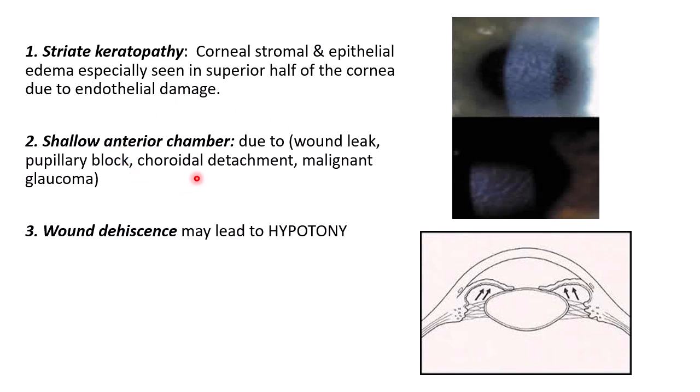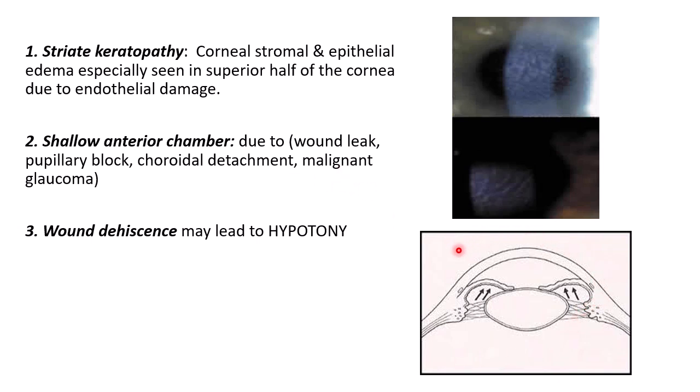Shallow anterior chamber. Why would the anterior chamber be shallow? Because of probably wound leak. There is a wound over here, the aqueous is in continuity with the outside, as a result of which there is wound leak and shallowing of the AC, the IOP will fall. There can be pupillary block like this because of bowing of the peripheral iris, choroidal detachment, malignant glaucoma.